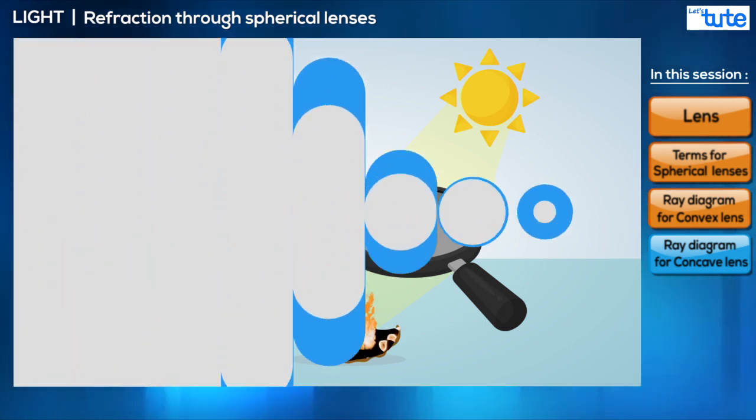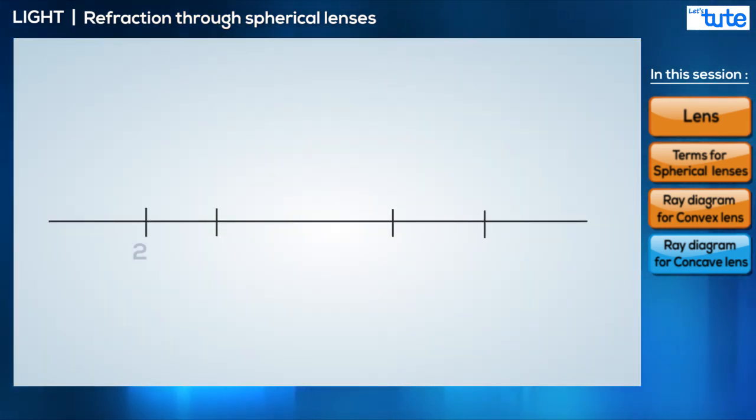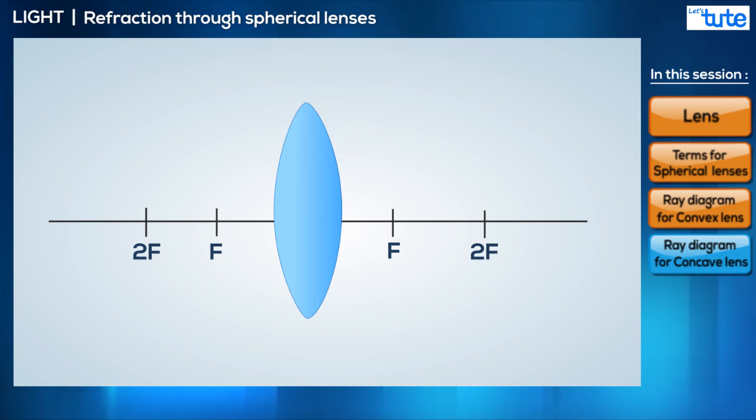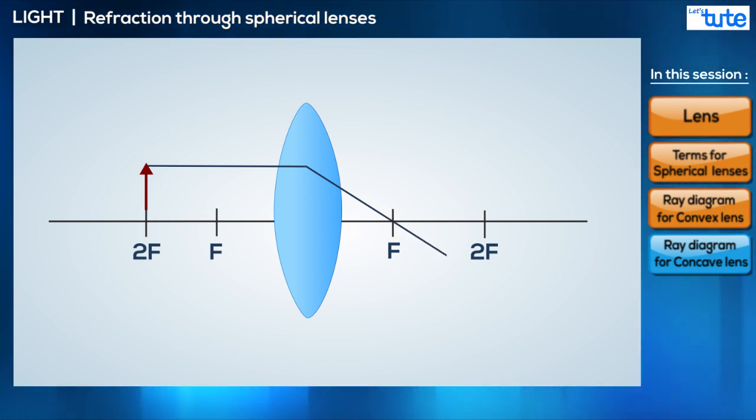Now let's look at a different position. Let's keep the object at 2f. We can take one ray from the top of the object and let it be parallel to the principal axis and be incident to the lens. Since it is parallel to the principal axis, it will pass through the focus on the other side.